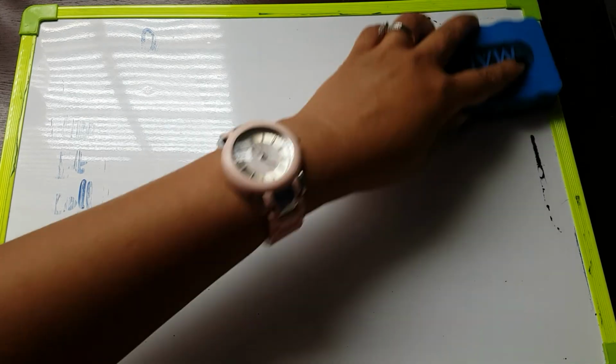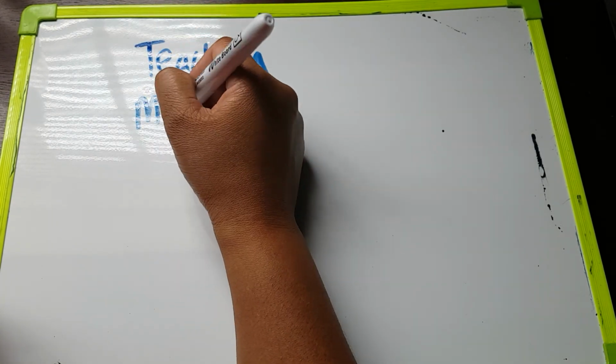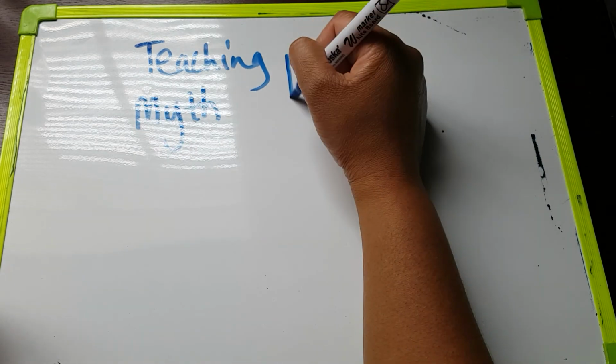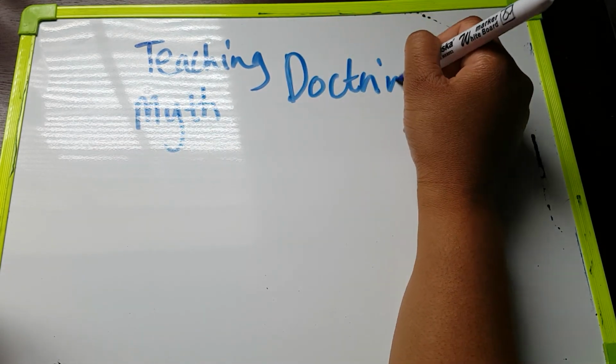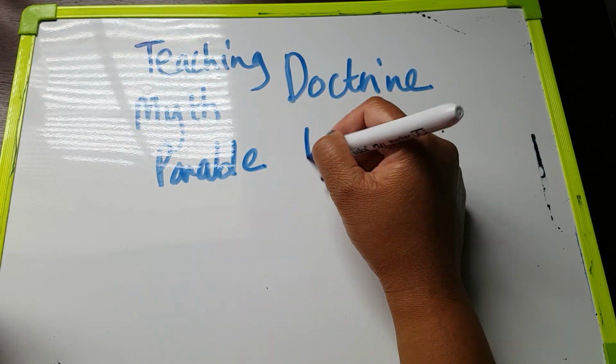So today we learned how to define the following terms: teaching, myth, doctrine, parable, and dogma.